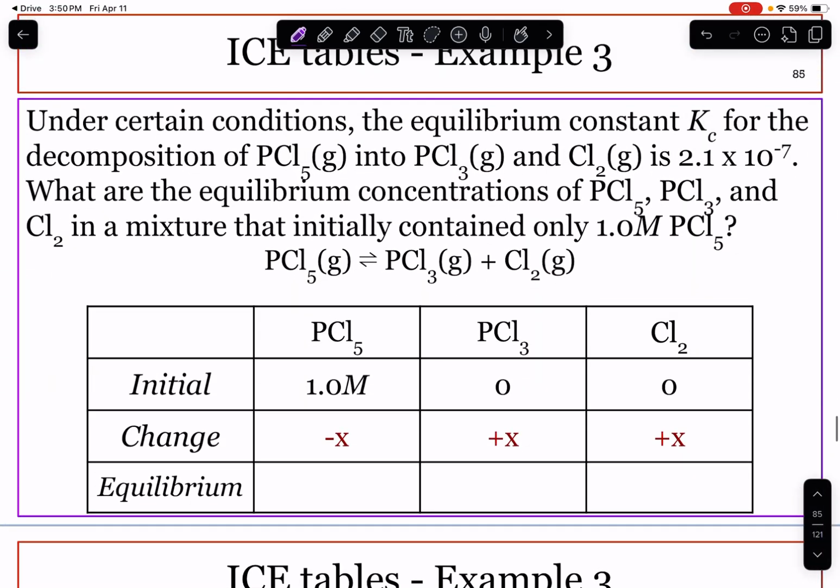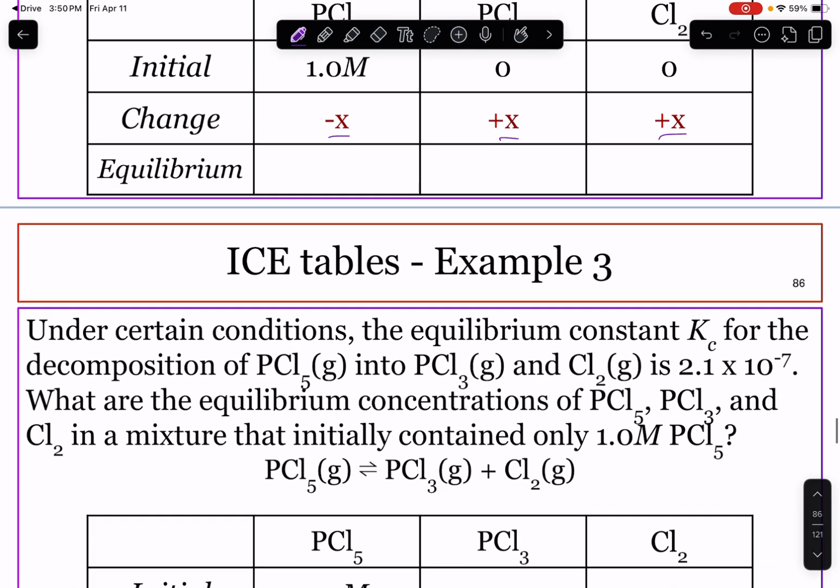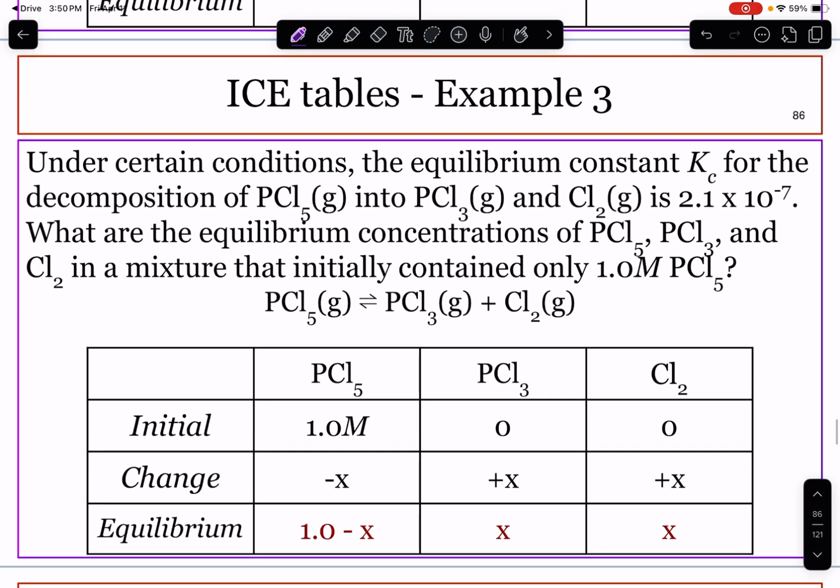The change row is in terms of X. PCl5 is going to decrease or subtract by a value of X. PCl3 and Cl2 are going to increase by values of X. Because all of these have coefficients of 1, they're all going to change by the same amount. And now we have 1 minus X for the equilibrium. This is 1 minus X equals 1 minus X. 0 plus X equals X. 0 plus X equals X.